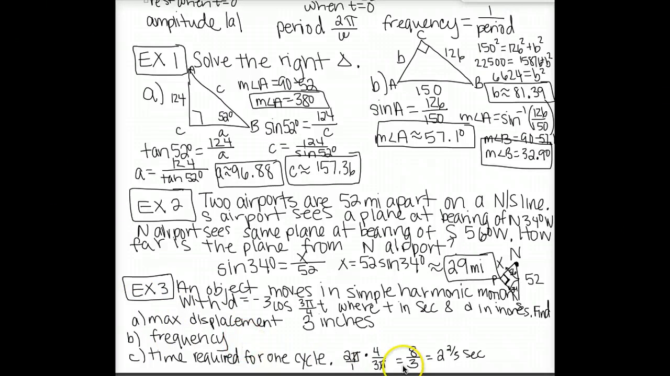Frequency is the reciprocal of the period. So instead of 8 over 3, it's 3 over 8. And the label here, that just means the frequency means how many cycles are you completing per second. So if one cycle is 2 2/3 seconds, that means we're only completing 3/8 of a cycle per second, and that would be our frequency.